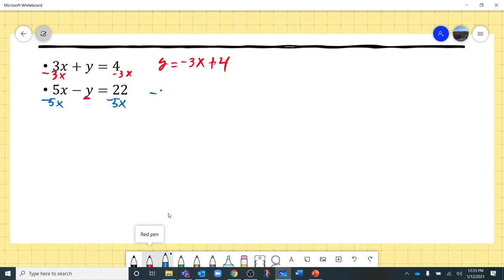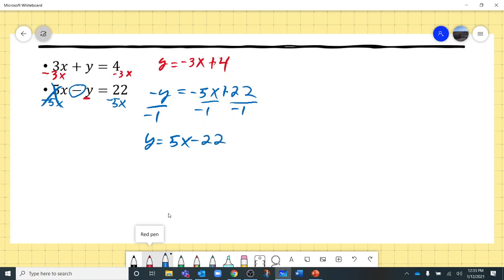and that gives me negative y. I can't get rid of that minus sign, that's still there. Negative y equals negative 5x plus 22. Divide everything by negative 1. And then I get y equals 5x minus 22.